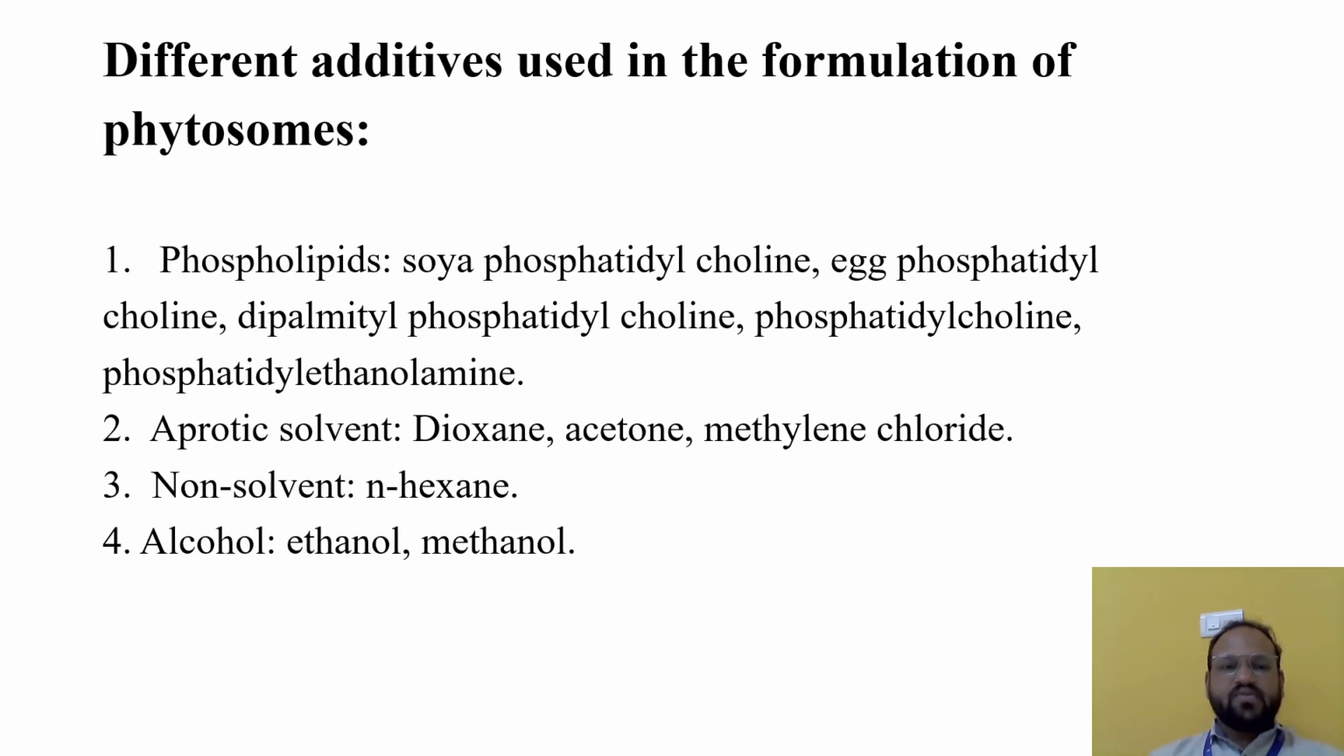Different additives used in the formulation of phytosomes. So phospholipids, for example soya phosphatidylcholine, egg phosphatidylcholine, dipalmitoyl phosphatidylcholine itself, and also phosphatidylethanolamine. Aprotic solvents like dioxane, acetone, methylene chloride, non-solvent like n-hexane, and alcohol substances like ethanol or methanol.